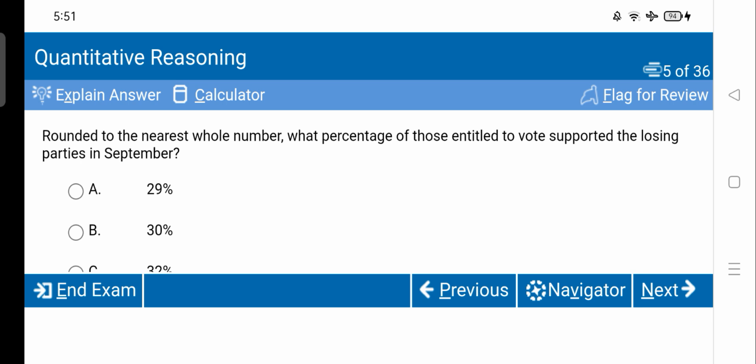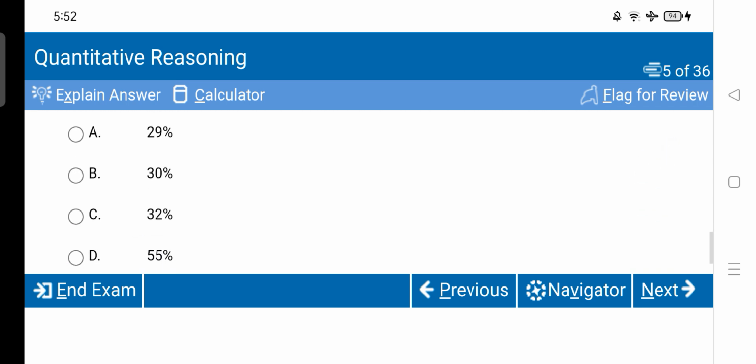Rounded to the nearest whole number, what percentage of those entitled to vote supported the losing parties in September? Option A, 29%, option B, 30%, option C, 32%, option D, 55%, option E, 56%.